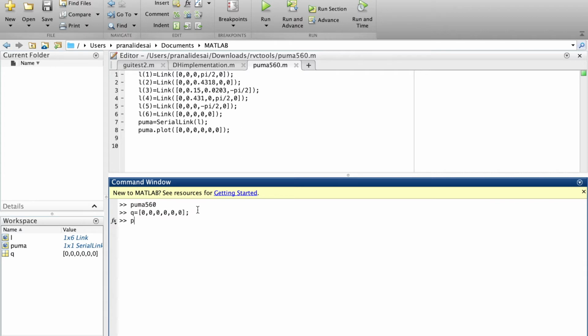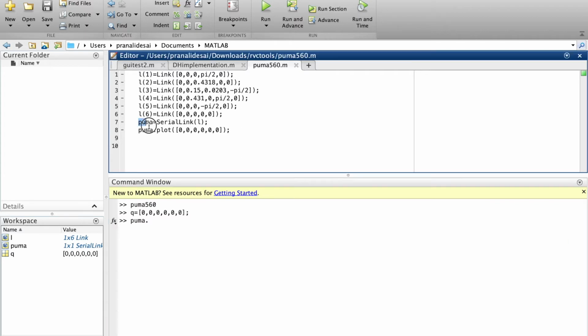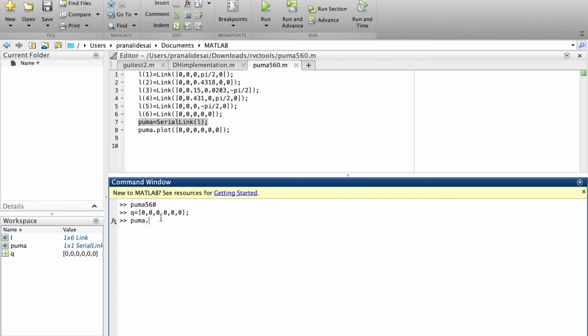Now once we do that, we write Puma, that is the name of the manipulator which we initially wrote, that is Puma = SerialLink(L), right? We wrote it initially like that. So we do Puma.fkine, that is forward kinematics, and we feed in the angles. Angles is the value which we stored as Q over here. Once I press enter, I'll get a DH matrix. That is what we actually get when we do it mathematically also, right?